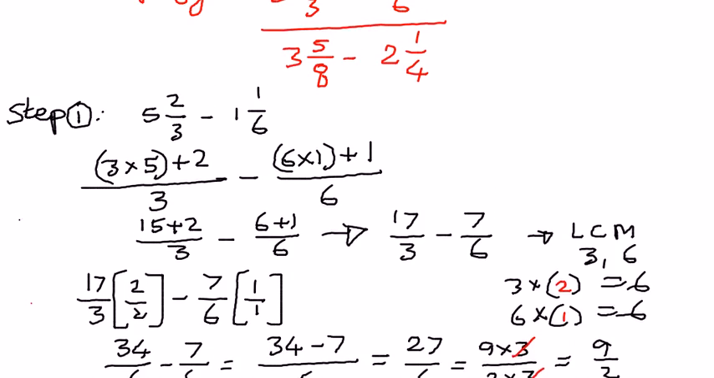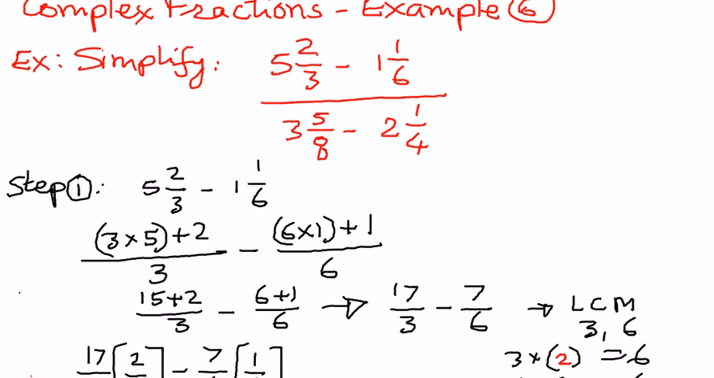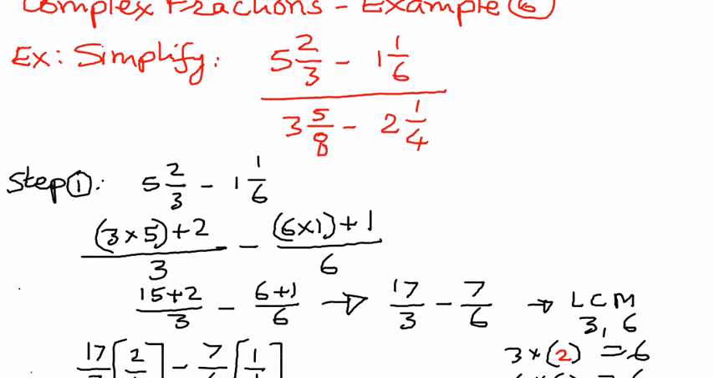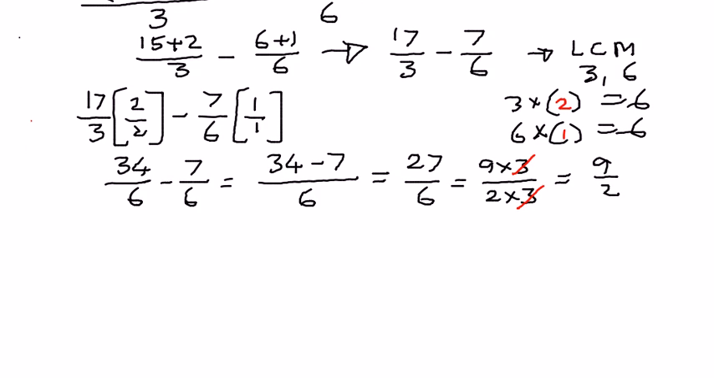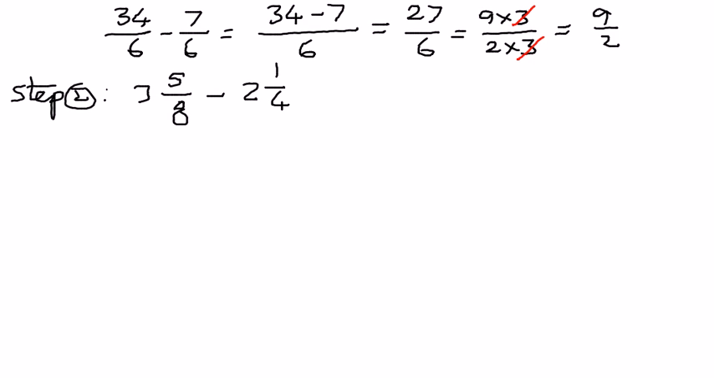So then we go back and look at the denominator part. As step 2, we will simplify the denominator part. 3 5 over 8 minus 2 1 over 4. In step 2, we will simplify the denominator part of that complex fraction. So we have 3 5 over 8 minus 2 1 over 4. The way we can simplify this is as follows. We take the number in the denominator, which is 8, and then multiply it by the number on the side, which is 3.